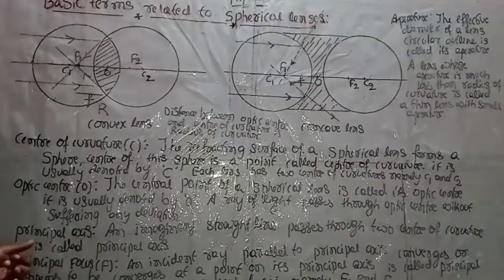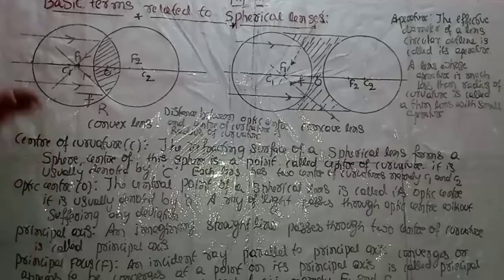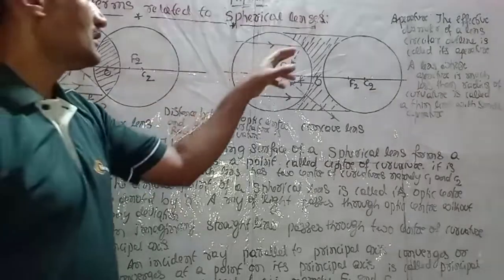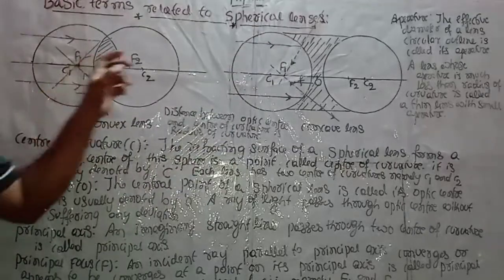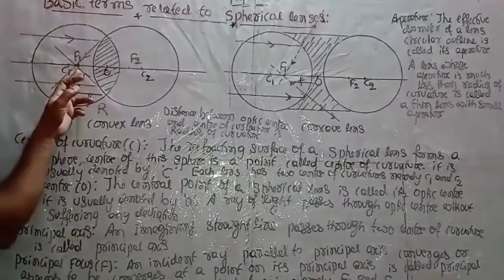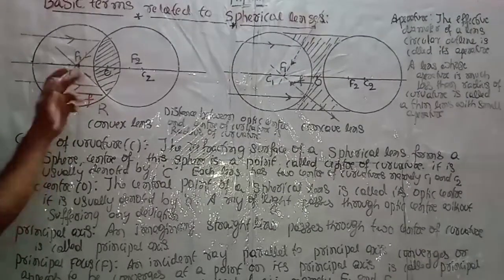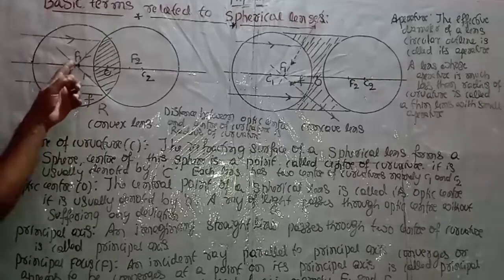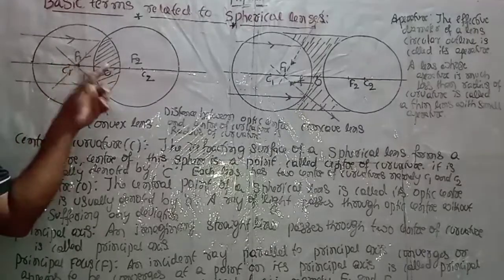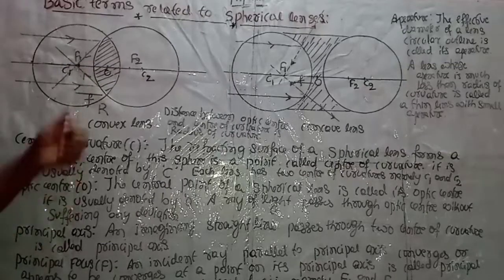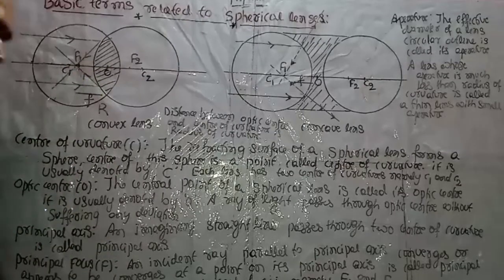And principal focus: an incident ray parallel to principal axis converges or appears to converge at a certain point on the principal axis. That point is what we call principal focus. Next, principal focal length is the distance between principal focus and optic center, denoted by letter small f. It will be half of radius of curvature.